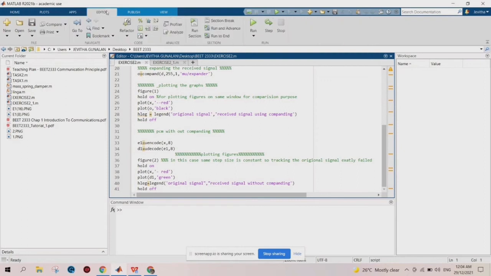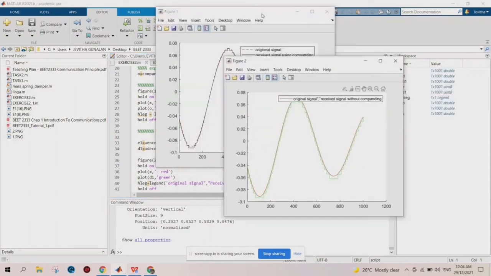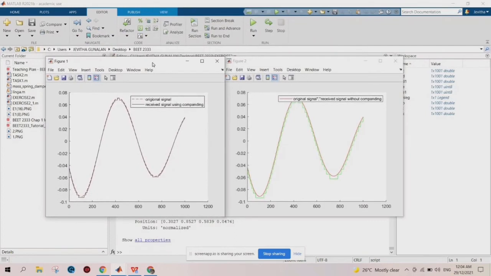So I ran my coding, and this is my output. For figure 1, the red line is the original signal, the black line is the received signal using companding.